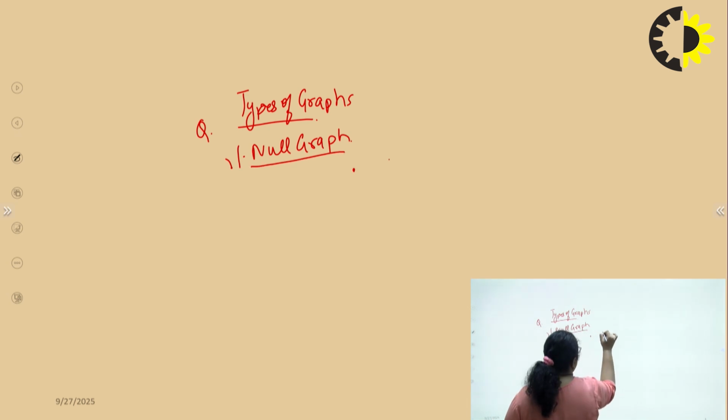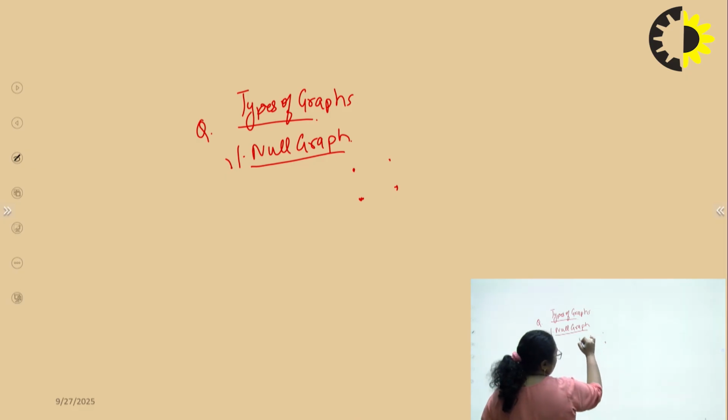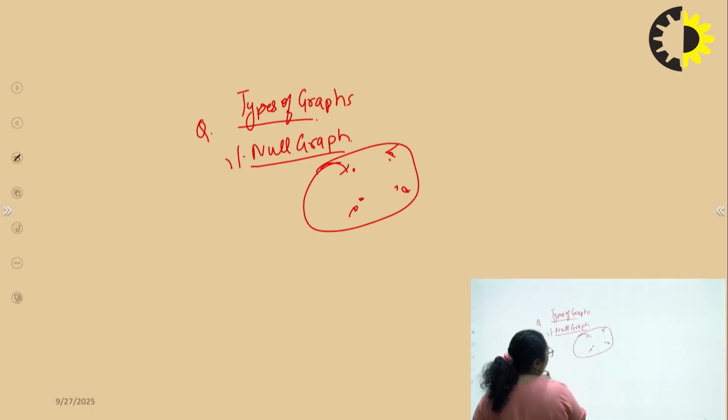So these are null graphs, a graph having no edge incident on it. Can you see any edge incident on it? No. So this is a null graph. A graph having no edge incident on it is a null graph.